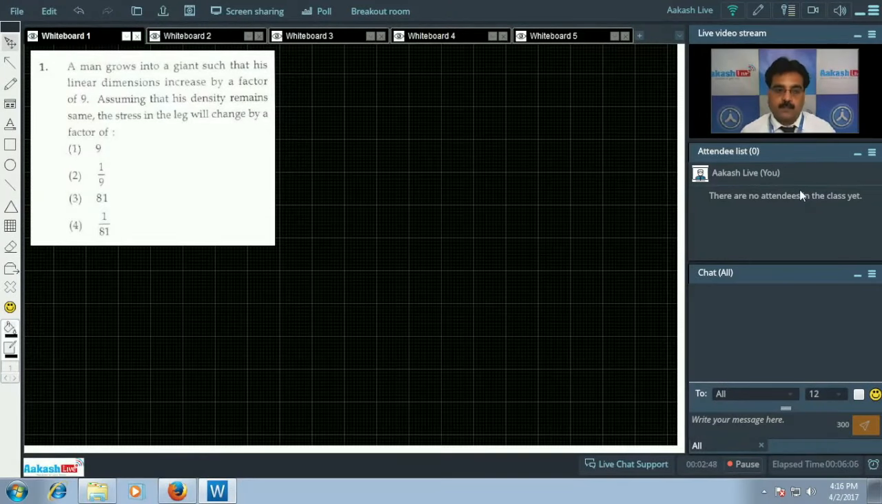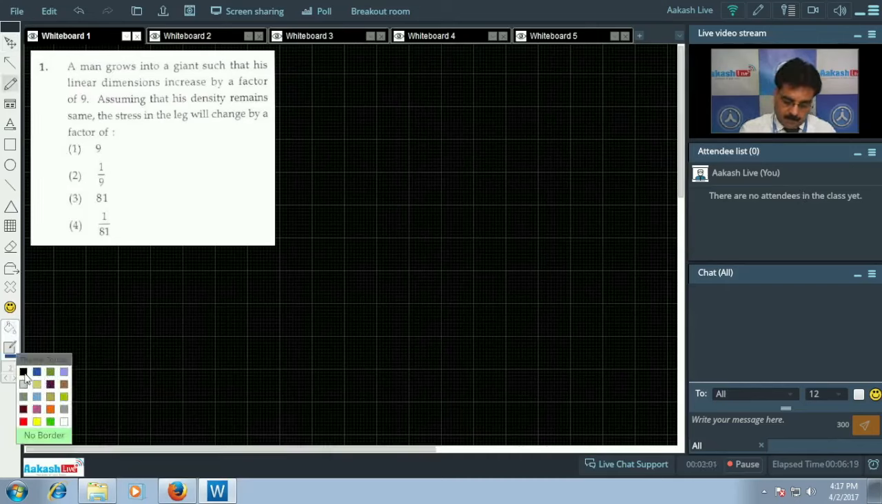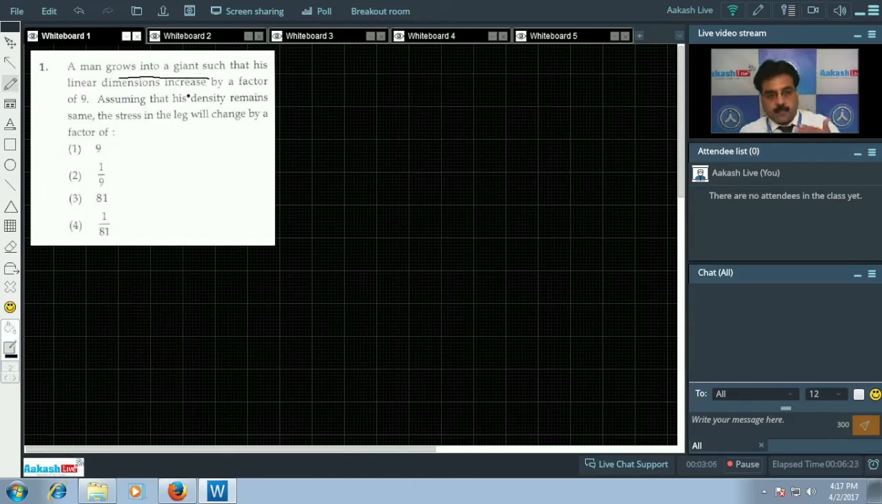Today we are going to discuss JEE Mains 2017, and today I am here to discuss the paper of physics code A. So let's begin with question number 1. Question number 1 says a man grows into a giant such that his linear dimension increases by a factor of 9. Assuming that his density remains same, the stress in the leg will change by a factor of.